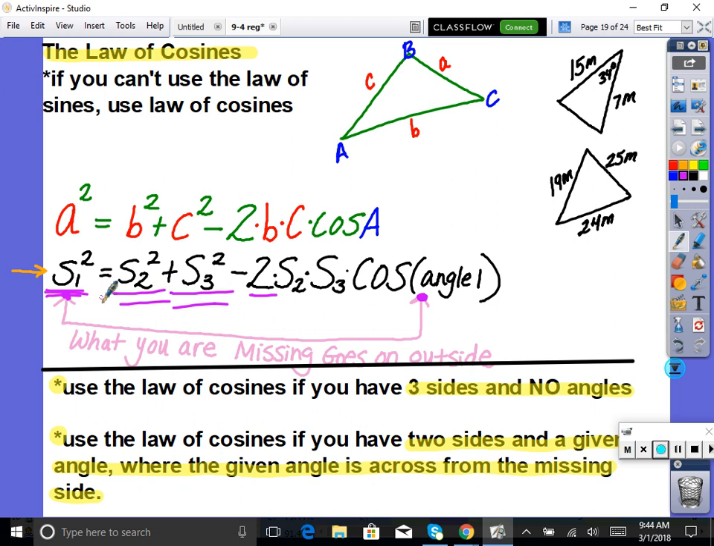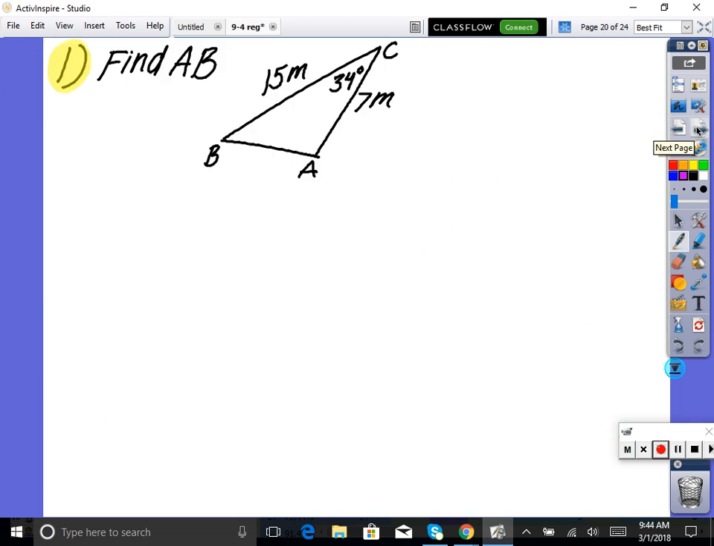All right, so let's go ahead and use the law of cosines. Now, how would you know when you should use the law of cosines? I'm going to show you. If you try to use the law of sines, you would not have enough information. Look at number 1 on your homework. It says find side AB. Honestly, the easiest way to see if you should use the law of sines or not is to try. So I'd say, okay, I'm going to see if I can use the law of sines.